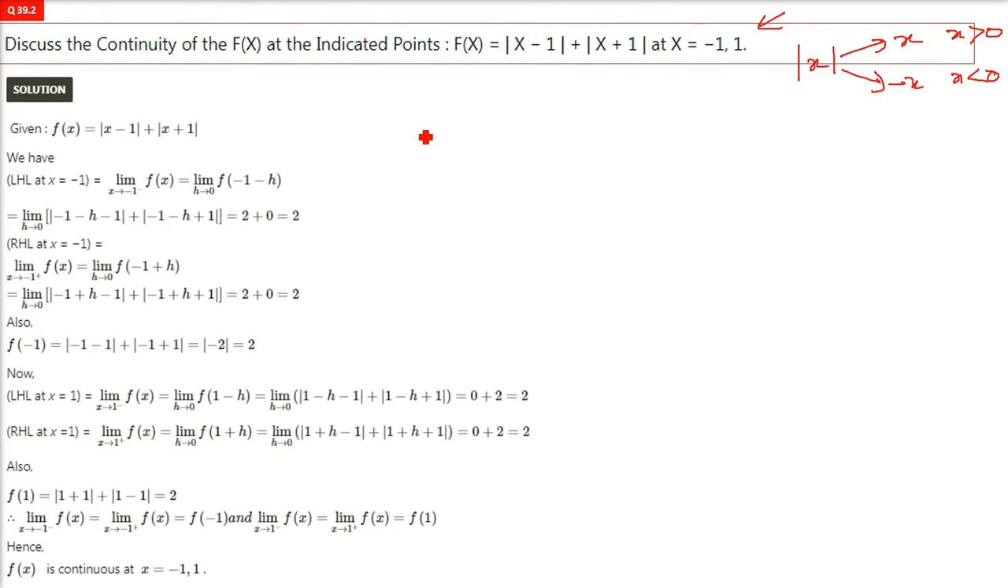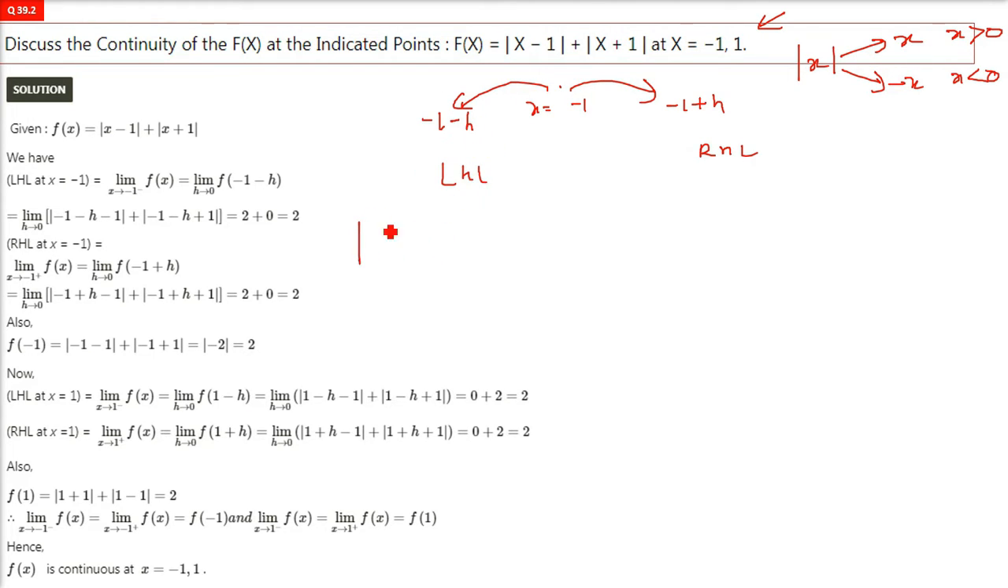Because we have to check at -1, the left hand limit and right hand limit will follow. The point is x equals -1. If you step back, it will be -1 minus h. If you step forward, it will be -1 plus h. This h is a very small number, equivalent to 0, not exactly 0. So -1 minus h for the left hand limit, and -1 plus h for the right hand limit. So let us do it.